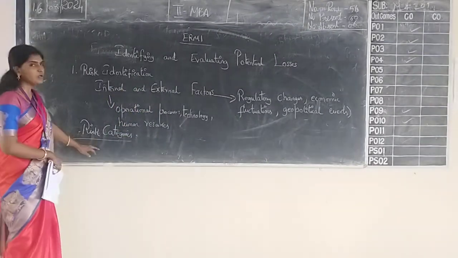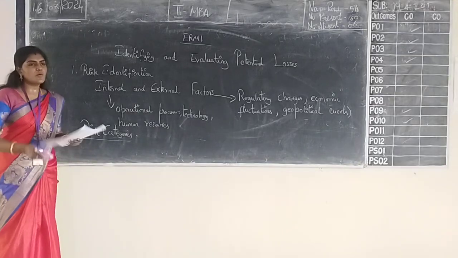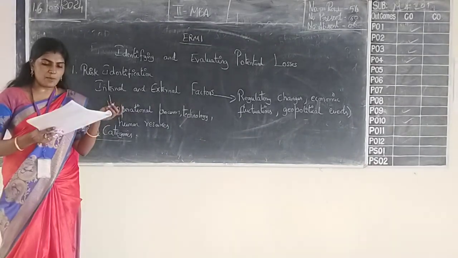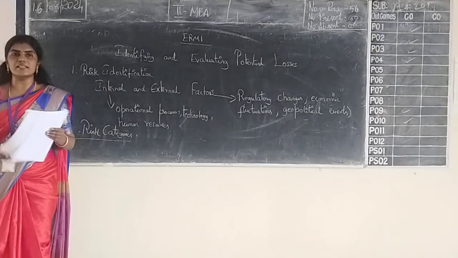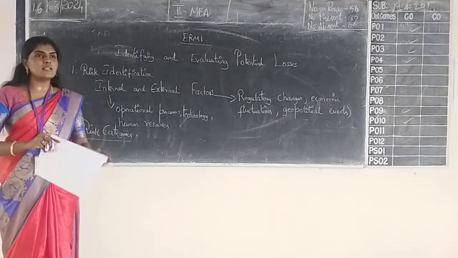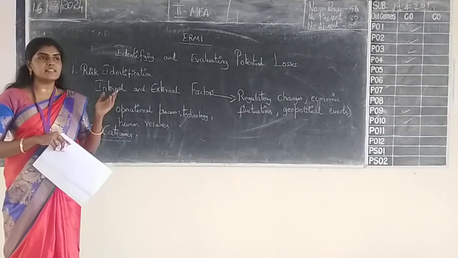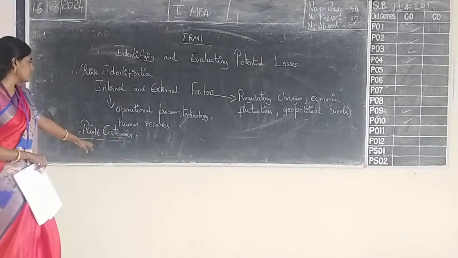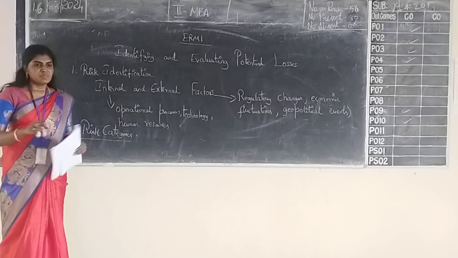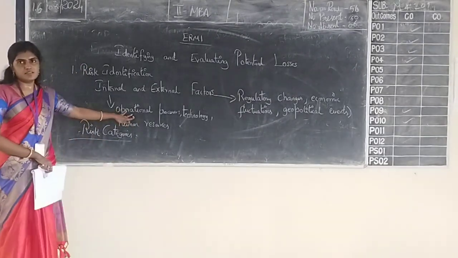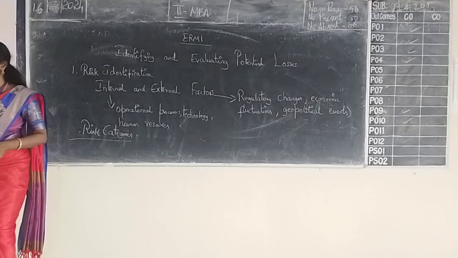So next we have to categorize the risk. What are the different types of risk? That is the strategic, financial, operational and the reputational risk. So these risk categories also help in understanding and evaluating the risk. So write risk categories.